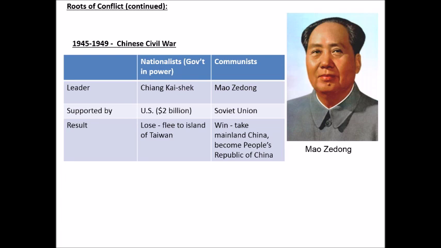So after World War II, during World War II, we actually sided with the Chinese. They were one of the Allied powers. We don't really talk too much about that specific part of the war, but it's important to keep that in mind. So the government that was in control of China during World War II was led by Chiang Kai-shek. And the political party that ruled the country was called the Nationalists. So they were on our side. They were fighting mainly against Japan.